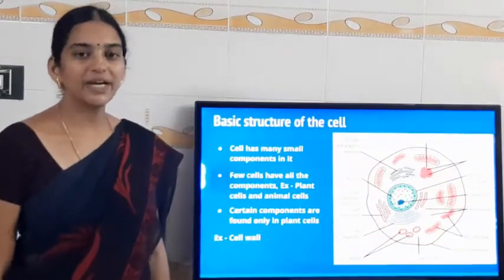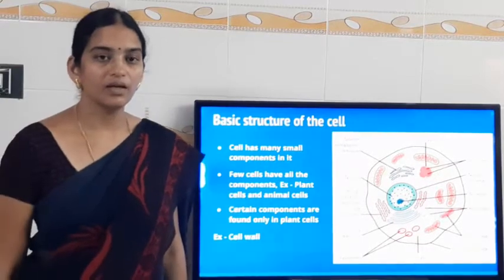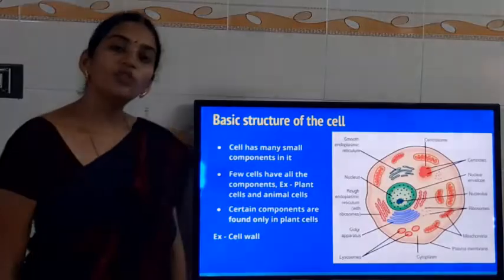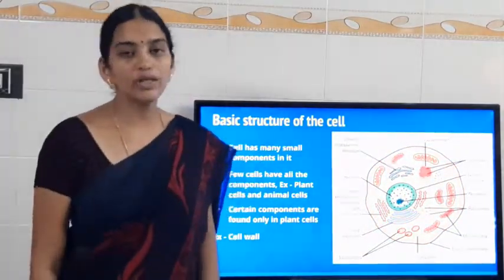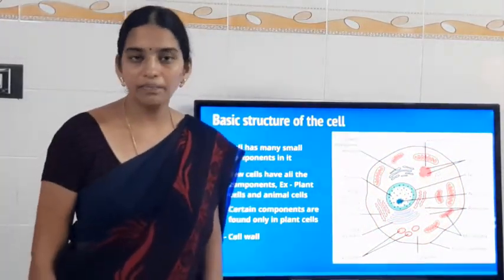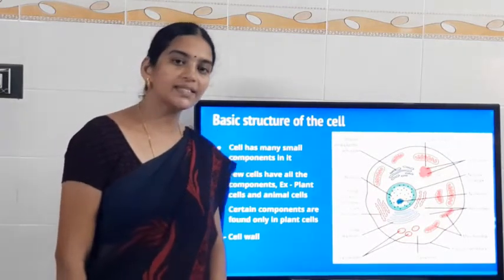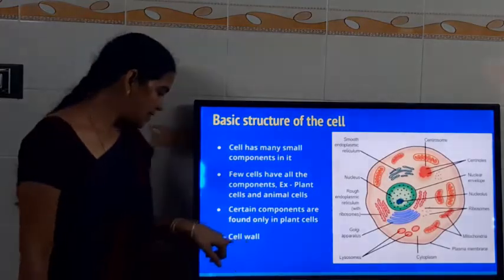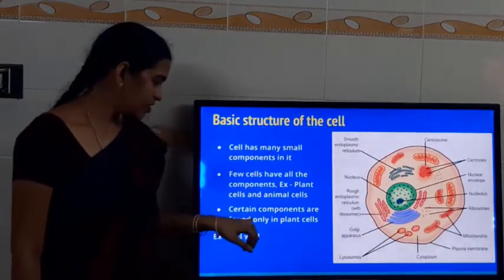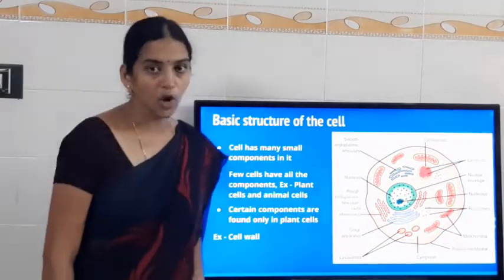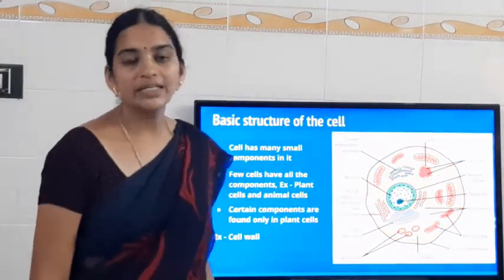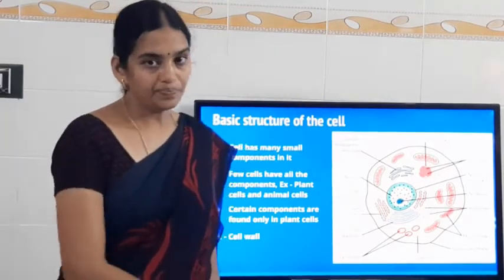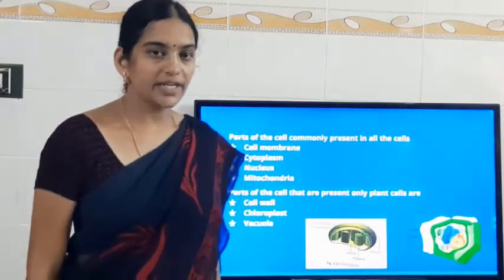The next topic is basic structure of a cell. Every cell contains smaller parts in it. Some of the parts are present in all types of cells, whereas certain parts are present only in the plant cell but not in the animal cell. For example, the cell wall is one component which is found only in the plant cell but not in the animal cell. But there are some basic parts which are present in all types of cells. Let us go in detail.